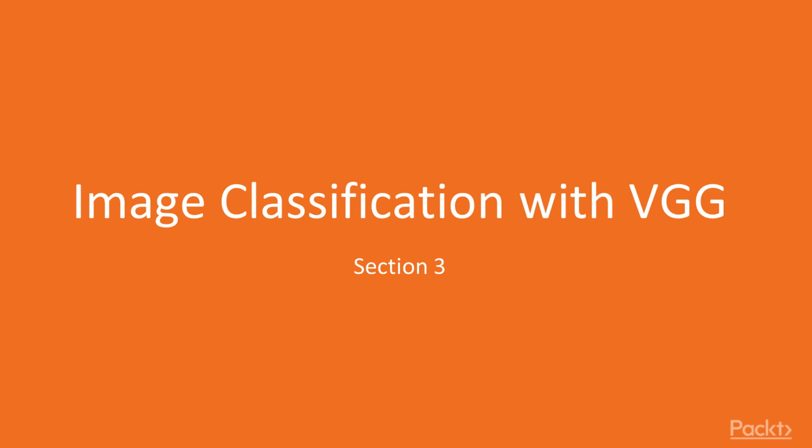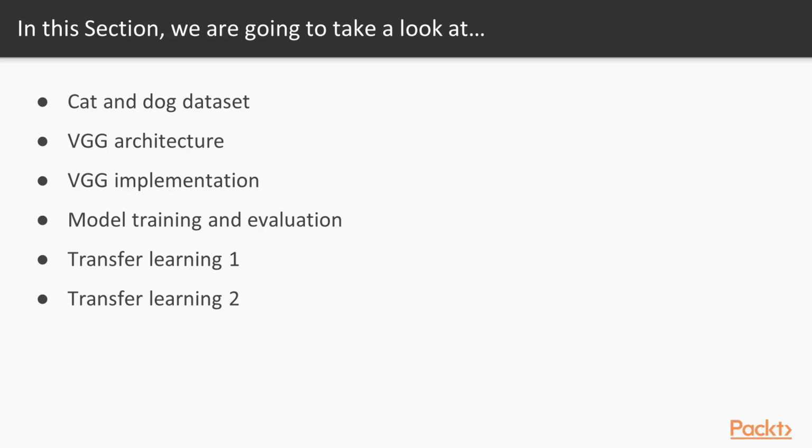In this third section of this lesson, we're going to learn about image classification with the VGG deep learning architecture. This section is going to be divided into 6 lessons. In the first lesson, we're going to learn about loading and exploring the cats and dog dataset.